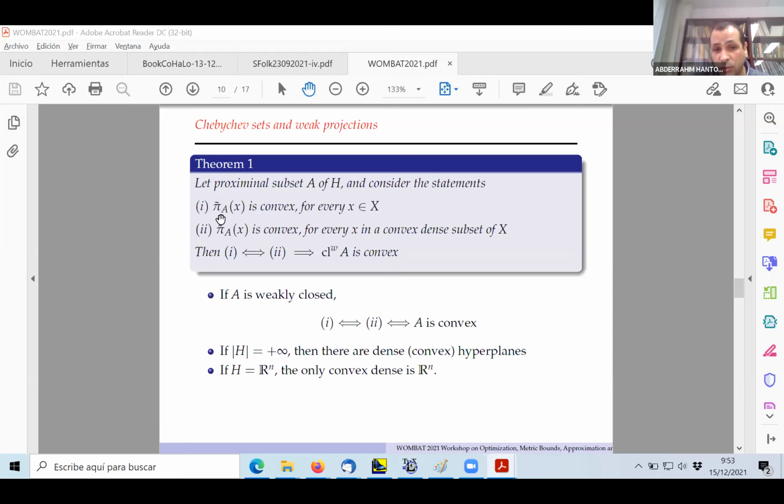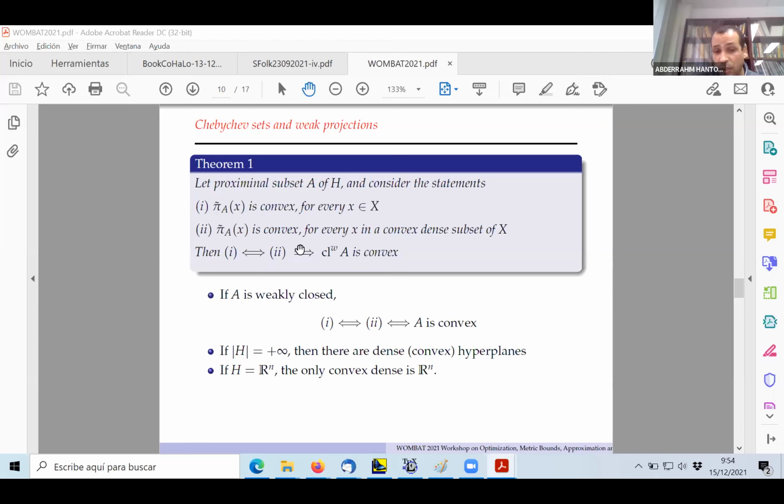And both of these two conditions give me the convexity, unfortunately not of the set A. If not, the conjecture would be solved. But the convexity of the weak closure of the set A. Of course, if the set A is weakly closed, this is the Klee assumption, the assumption in Klee's theorem. So all these three are equivalent. Observe that in finite dimension, these two conditions are equivalent, and actually the weak projection is the classical projection, and we recover the classical Bunt theorem.